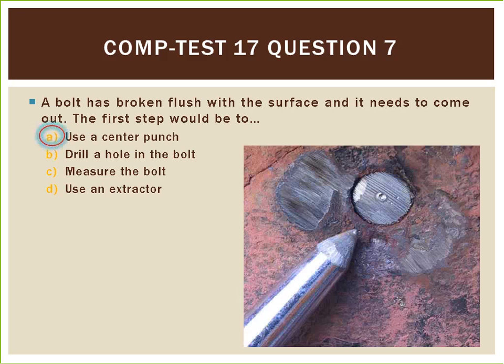A is the best answer here because a center punch is used to mark a hole before drilling happens. B is incorrect because if you do not use a center punch first, the drill bit may start to walk and therefore may not be at the center of the bolt anymore. Answer C is incorrect because measuring the bolt will not remove it. Answer D is similar to B in that it is incorrect because using an extractor needs a pilot hole drilled first.